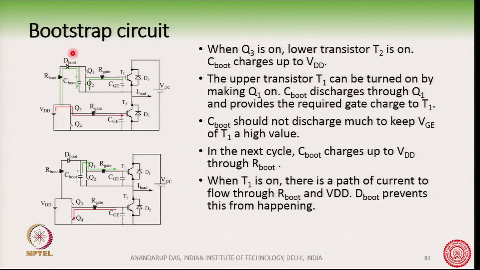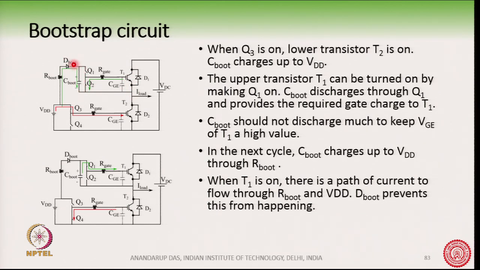Why will you use a D boot here? What is the function of the D boot or the diode? Note that when T1 is on, there can be a current flow from this DC bus through T1 through this C boot.